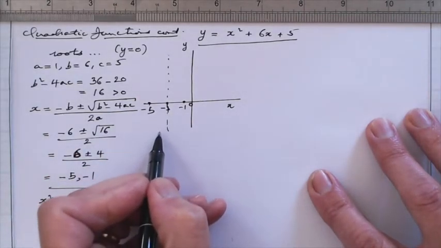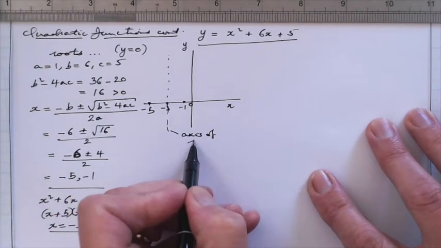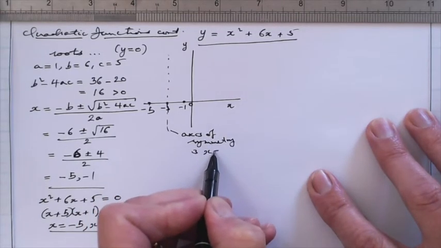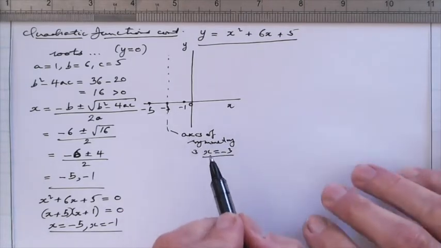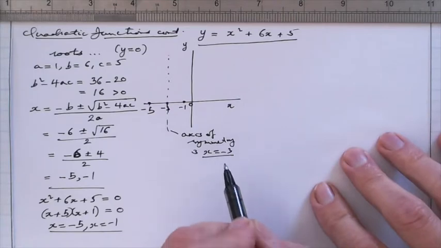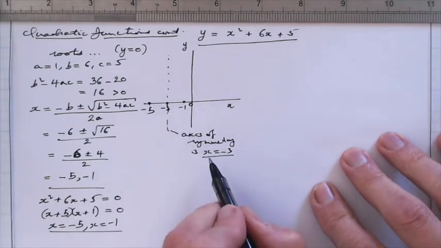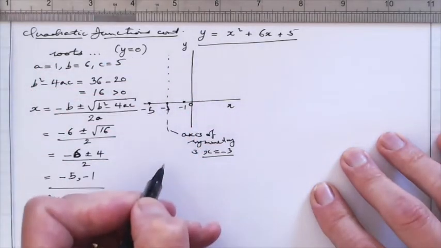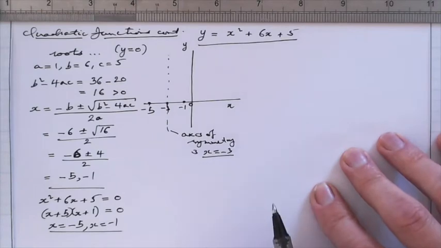So the axis of symmetry is x equals negative 3. Perhaps I should have stressed this more in earlier tutorials, that when you're asked to describe the mirror or the axis of symmetry, it's not enough just to give a numerical value. They want you to say x equals negative 3, because this equation describes the entire line. So just to note that.